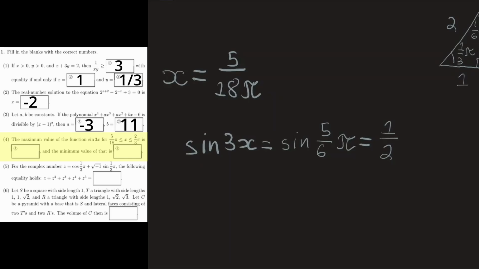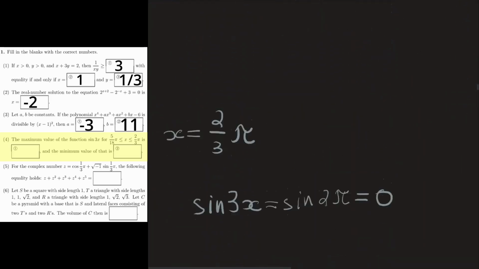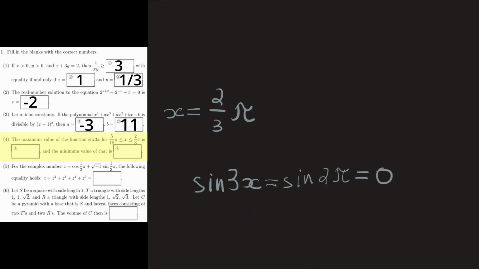So the equation is sine 3x, which becomes sine of 5 over 6 pi, which equals 1 over 2. Also, if you're wondering, this is the special triangle that I use to remember the values of a few of the common angles. I also explain the special triangles in greater detail in the Math Beat 2019 video. So now let's check the other bound, which is when x is equal to 2 over 3 pi. In this case, sine 3x equals sine 2 pi, which just equals 0.